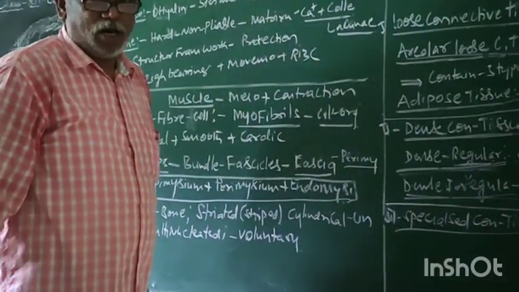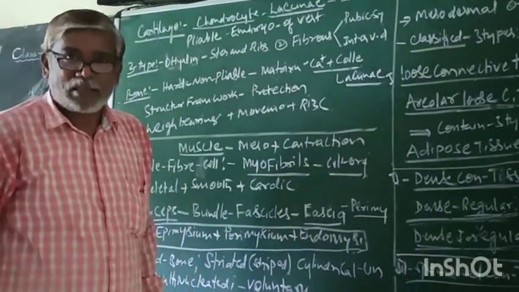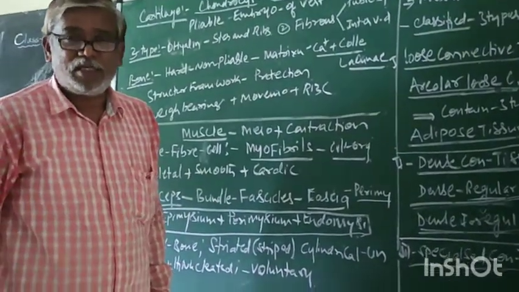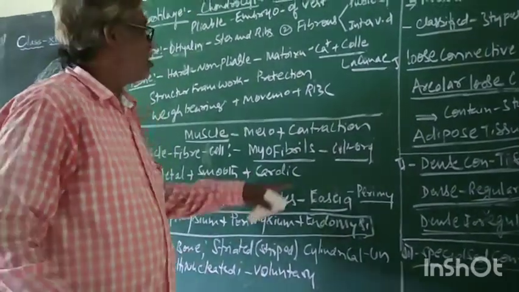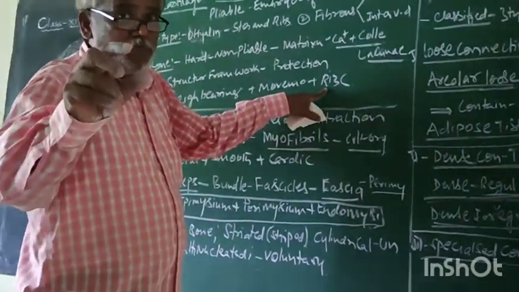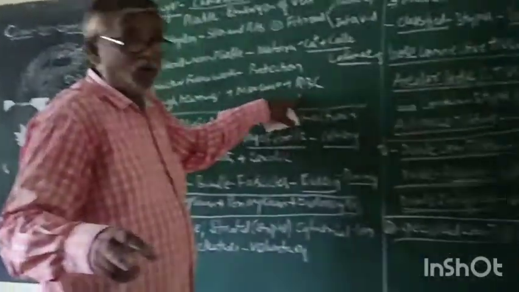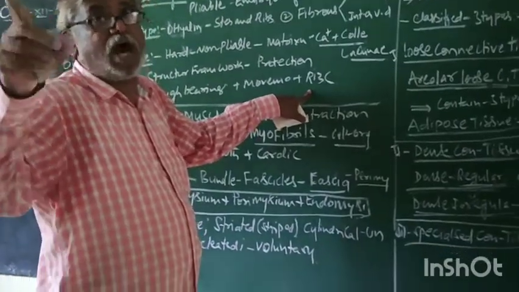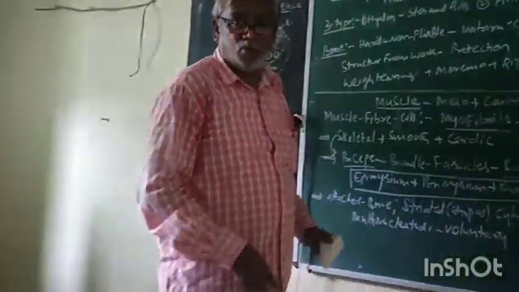And movement. The biceps and thigh muscles are attached to the bone, which helps in movement. And bone contains bone marrow. This bone marrow helps in the production of RBC. These are the functions of bone.